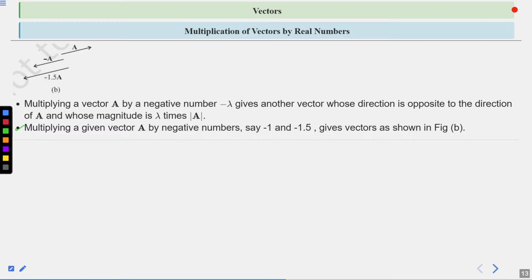Multiplying a given vector A by another negative number, say -1 or -1.5, what will be the change? Magnitude and direction both will be changed because they have a negative sign.